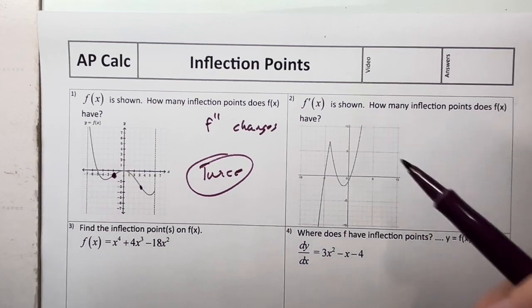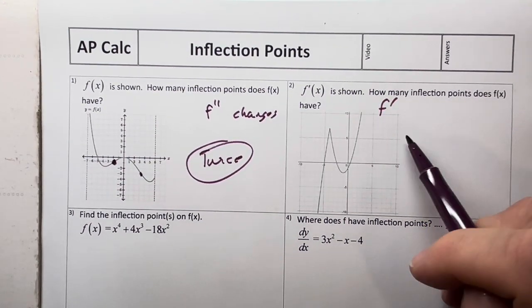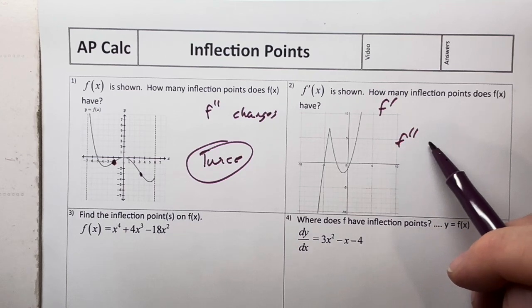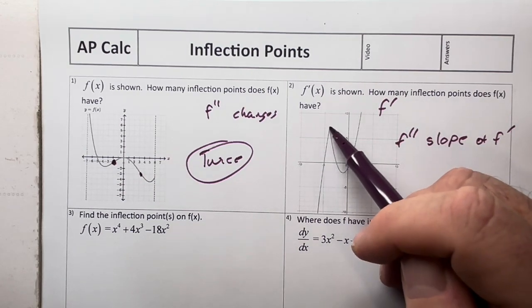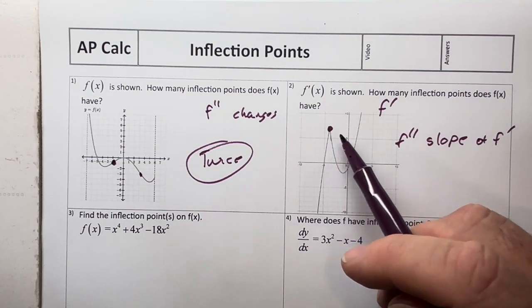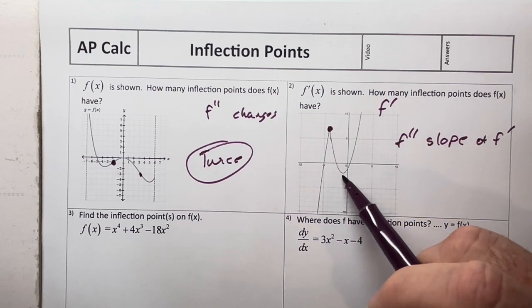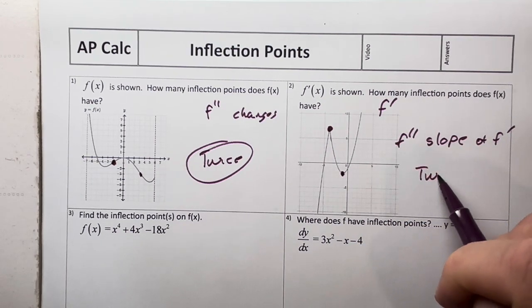Okay. But now we're looking at f prime. Since f double prime is the slope of f prime, the inflection point would be when the slope changes. So this is going up and then coming down. Right here is the first proof that there is a point of inflection, and then here's a second spot. So here we're going to say twice again.